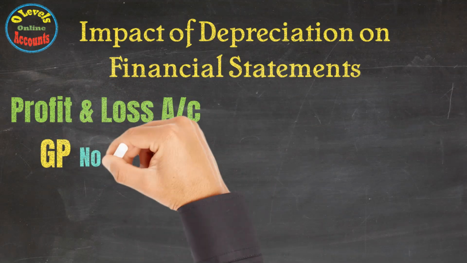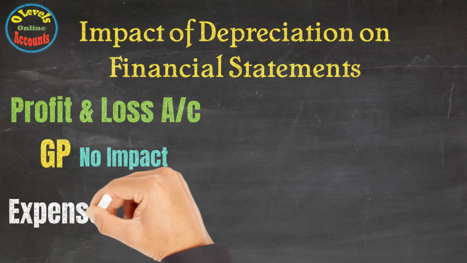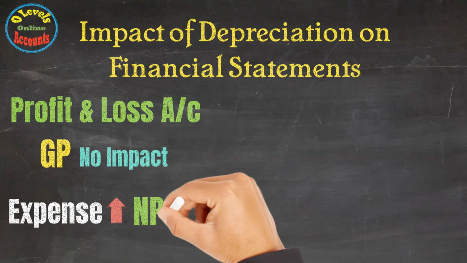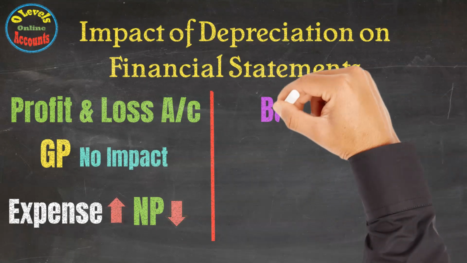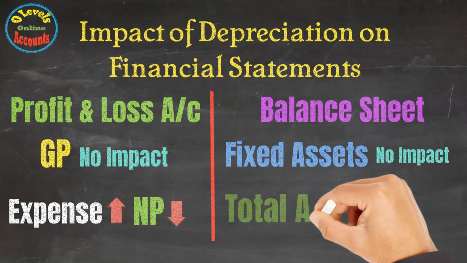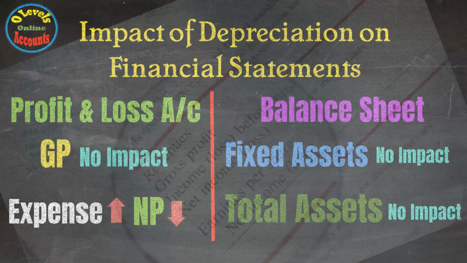In the profit and loss account there is no impact on gross profit, due to depreciation recording, although expense increased, because depreciation is closed in it. Its impact on net profit is that it will decrease because expenses are increased. On the balance sheet, fixed assets and total assets both have no impact, due to depreciation recording. Let's move to the next tip.